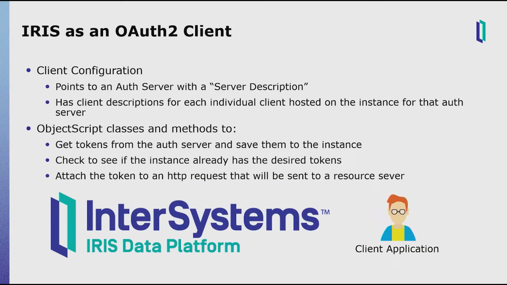If you're using InterSystems IRIS as an OAuth 2 client, there is a client configuration, and the first thing you'll do is point that instance's client to an authorization server by making a server description. So you'll put in the information of that auth server, and then you can create individual clients hosted on that instance and get them registered to that auth server. InterSystems provides ObjectScript classes and methods to get tokens from the auth server and save them to the instance, check to see if the instance already has the desired tokens that you want, and then attach those tokens to an HTTP request that's going to be sent to a resource server.